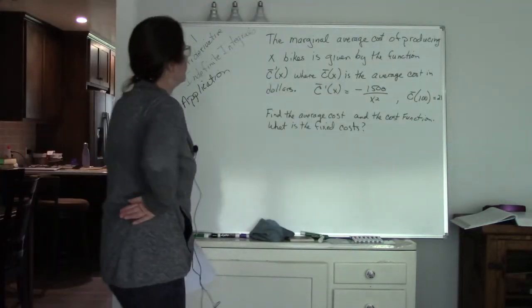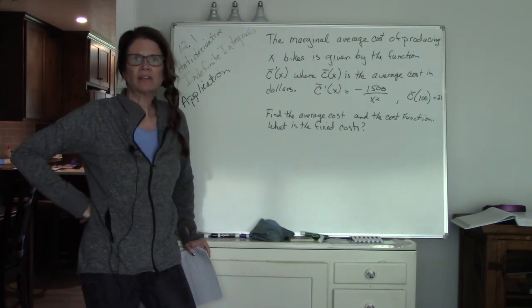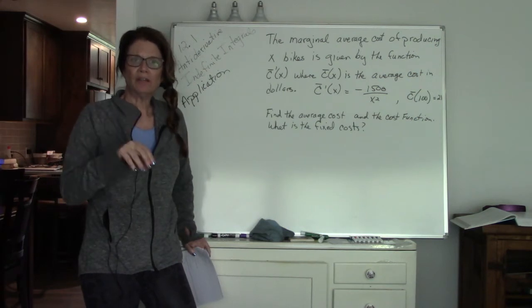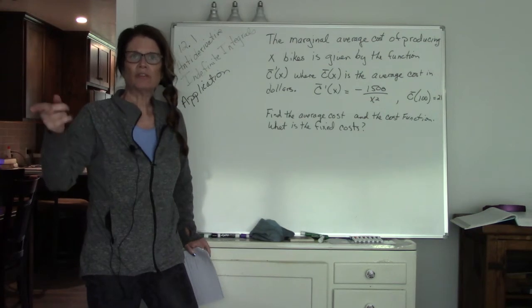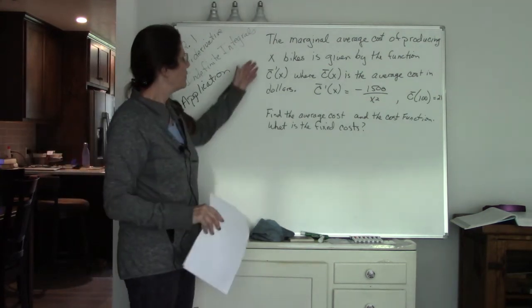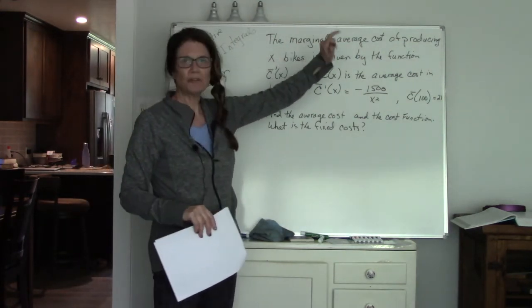Okay, so the second part of 12.1 using antiderivatives is an application. Remember when you're doing an antiderivative, what you're given is the derivative. You're taking it back to the original function. So with the applications, in this particular case, you're given a marginal average cost.